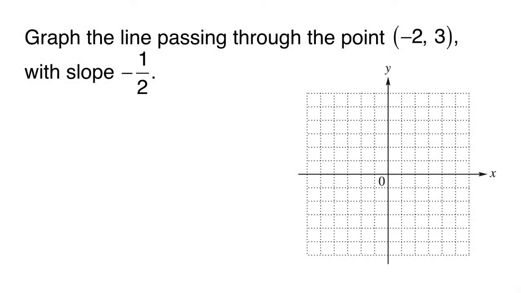Graph the line passing through the point -2, 3 with slope -1/2. We'll first look at our graph and we'll define our units. We'll let each dotted line represent 1 unit on each axis.